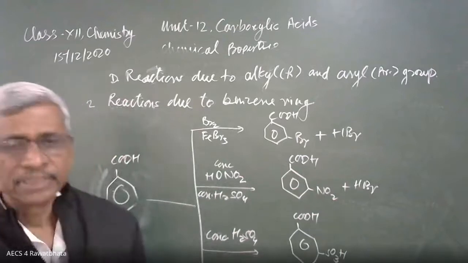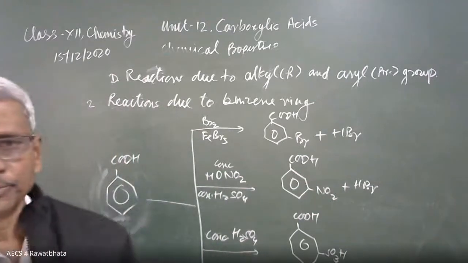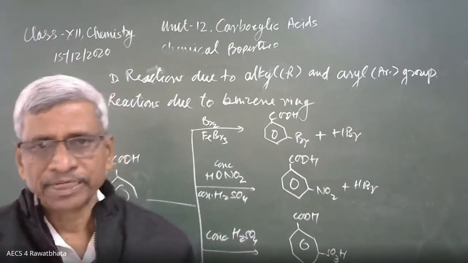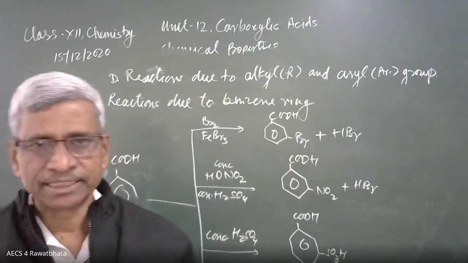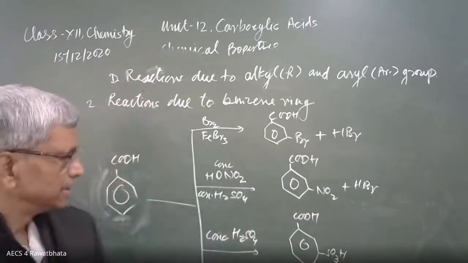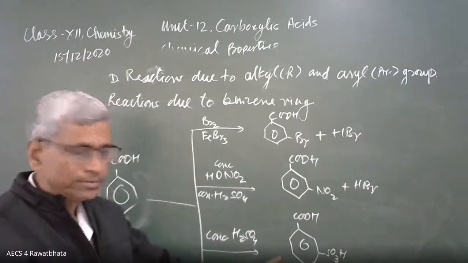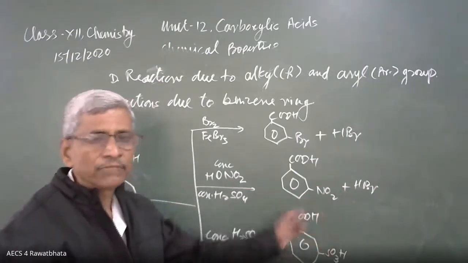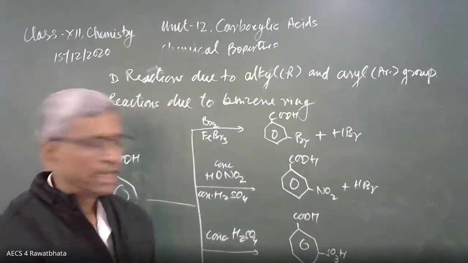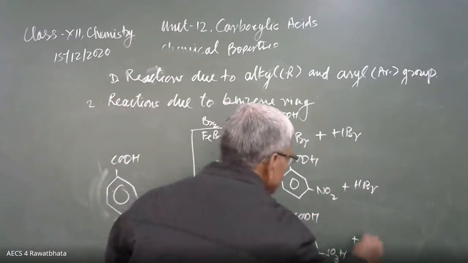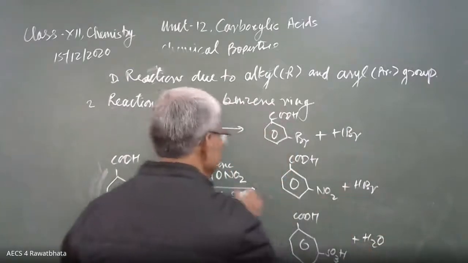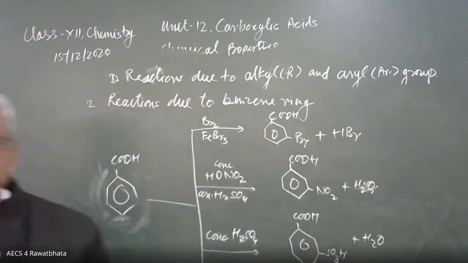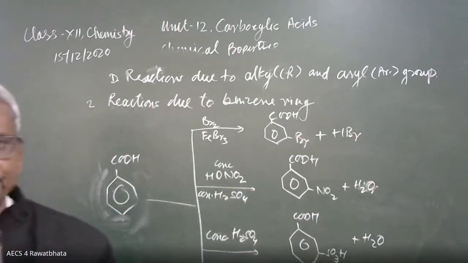And this SO3H is superseding all organic functional groups. That's why it becomes benzene sulfonic acid. It is not now benzoic acid. Then what is the name of this compound? 3-carboxy benzene sulfonic acid, and H2O plus H2O. Here it is coming out, H2O. So this is the properties of carboxylic acids.